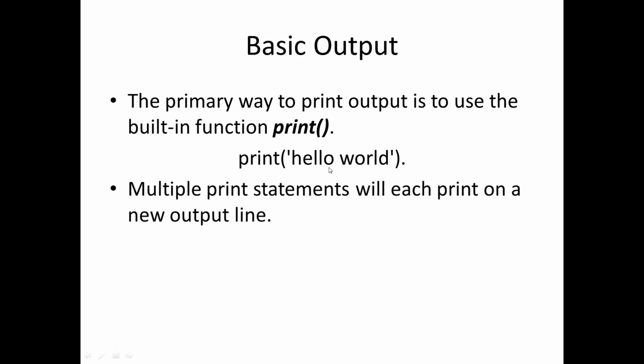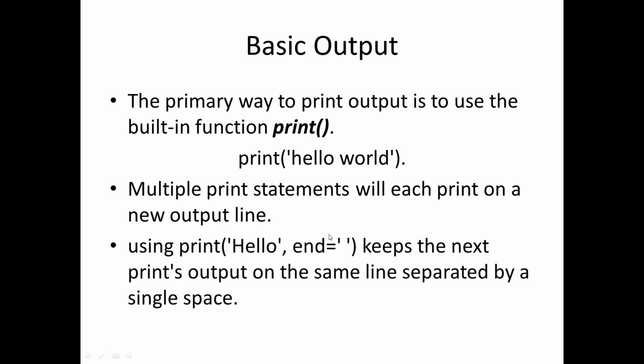By default, each time we use the print statement, it will print on a new output line. So if we wrote print hello world 5 times, we would have 5 lines. Sometimes you don't want that to happen. And in this case, we can use what you just saw in the previous slide, which is the statement print hello, comma, end, and then 2 single quotation marks. This keeps the next print's output on the same line, separated by a single space.